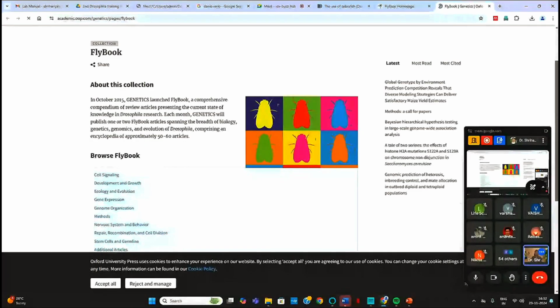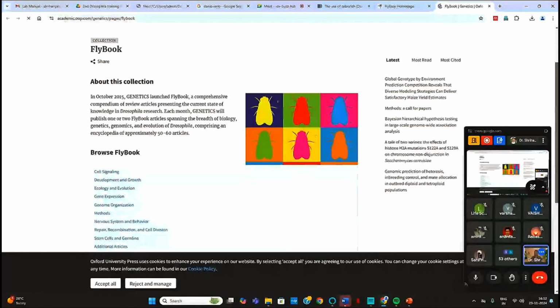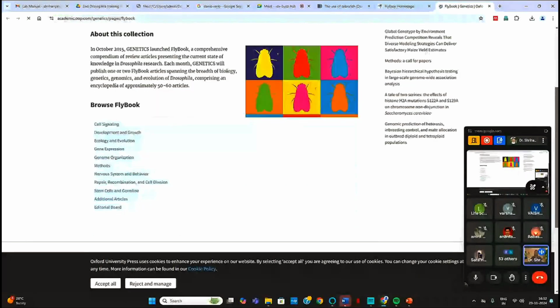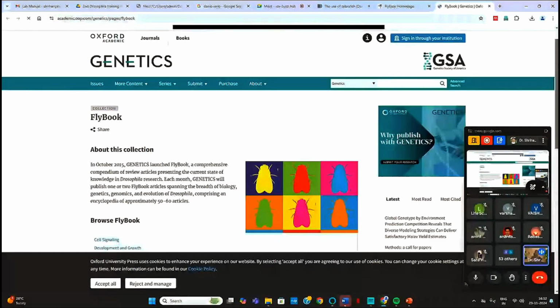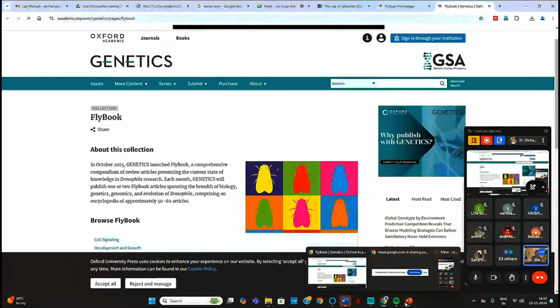So you see, if you really are interested in any aspect of Drosophila, from cell signaling to development, ecology, gene expression, genome organization, methods, protocols, DNA repair, recombination, stem cells, germ lines, etc., all the information is available on this particular page, which is termed FlyBook, right? So it talks about the genetics of Drosophila and is published by the Genetics Society of America. Another interesting thing.